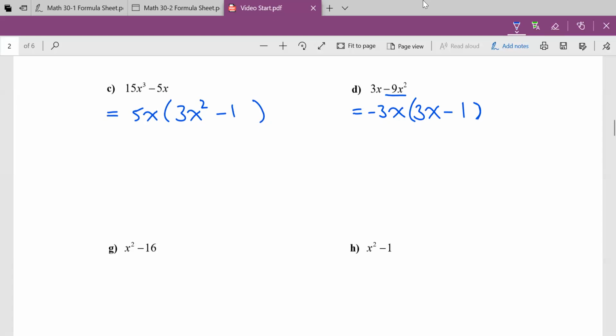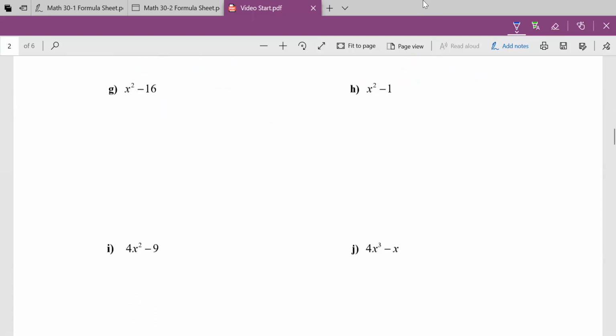So those 4 examples were greatest common factor. These ones here, I want you to notice that there's 2 terms, x squared and 16. They're both perfect squares, and there's a minus in between. This is called difference of squares. So how do we factor a difference of squares?